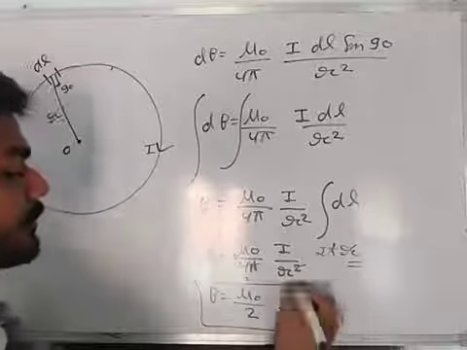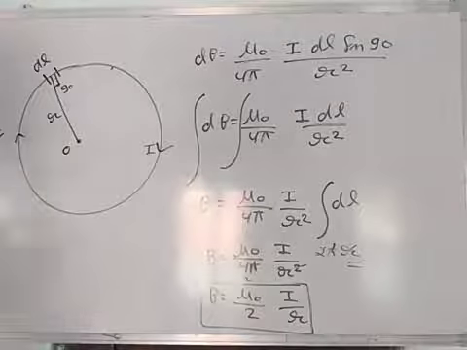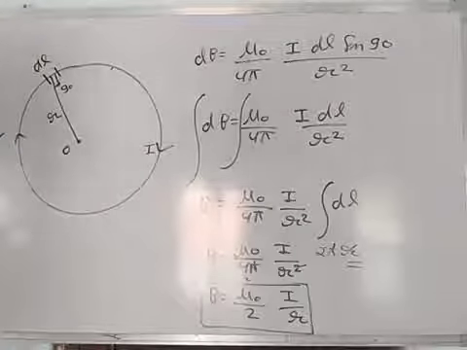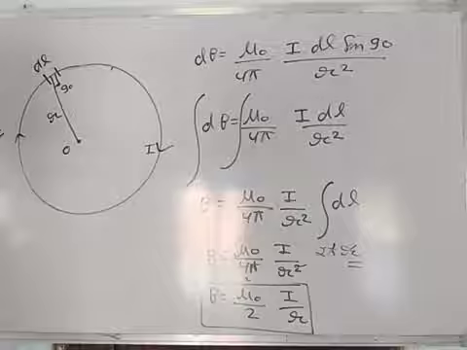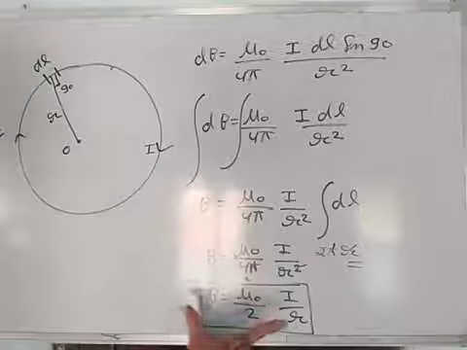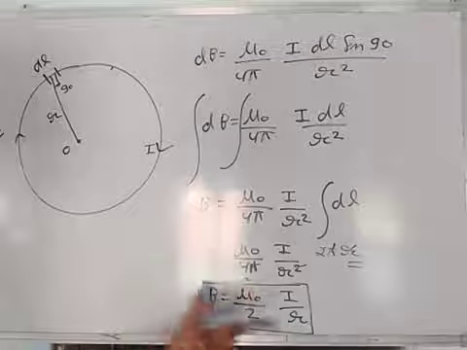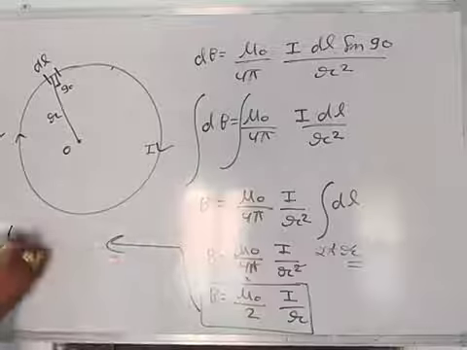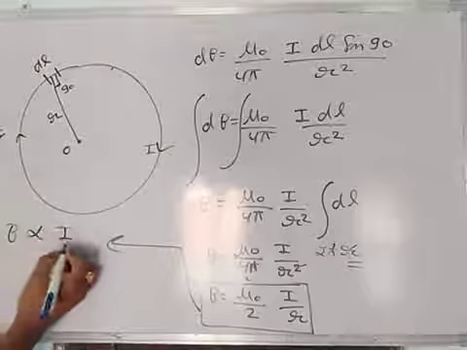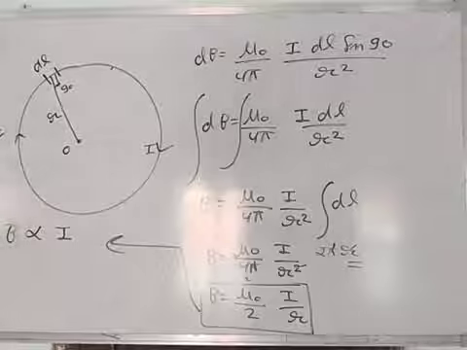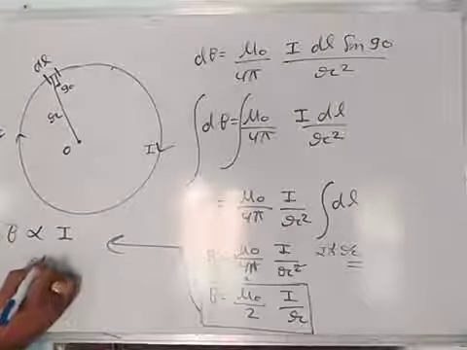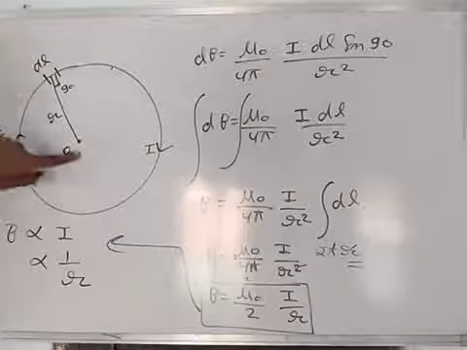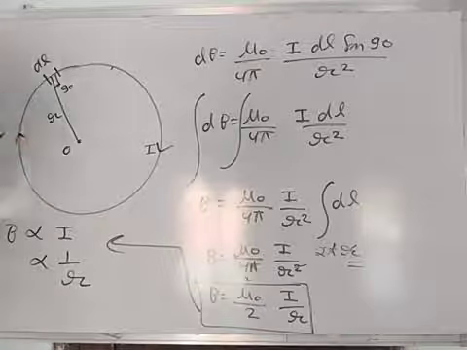Most important result. This is the result of magnetic field at the center of a circular loop. You can note down this result. We get a conclusion from here that the magnetic field for a circular loop is directly proportional to I. More I, more strong field, and it is inversely proportional to r. For a smaller radius, the field will be strong. For a larger radius, the field will be weak.